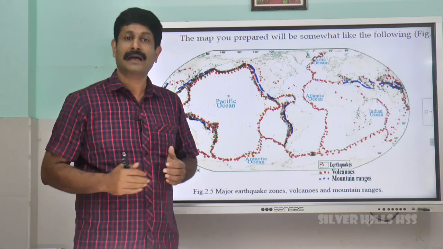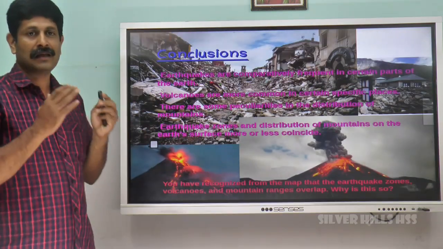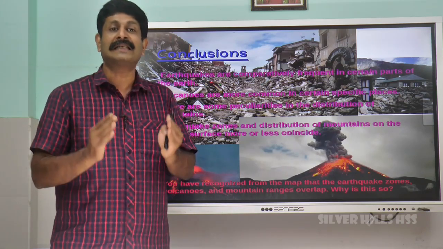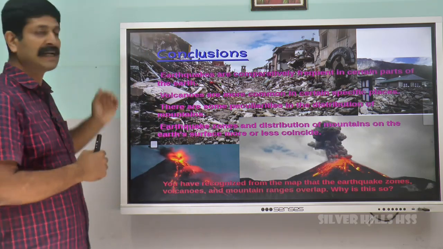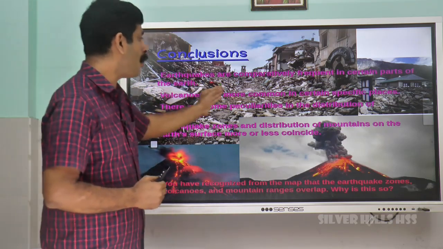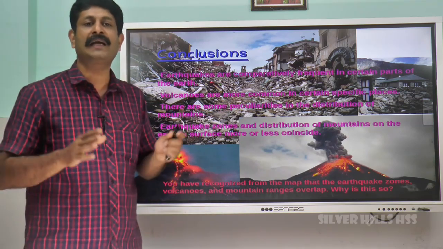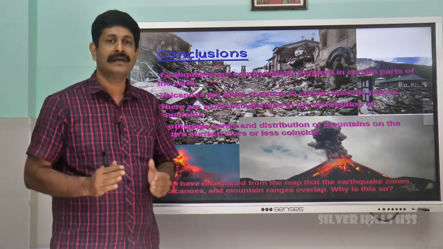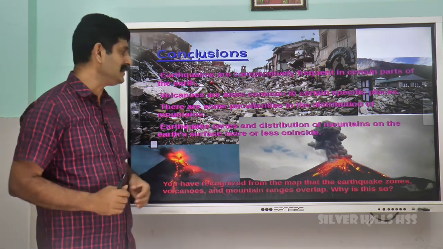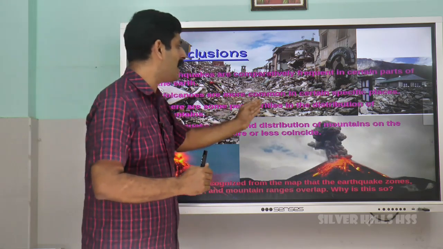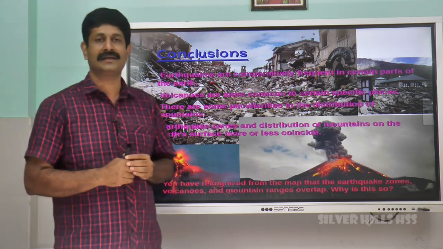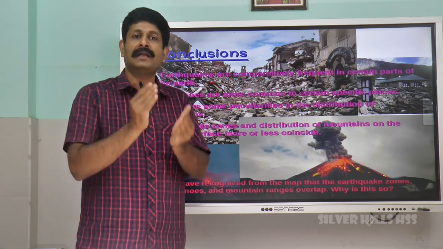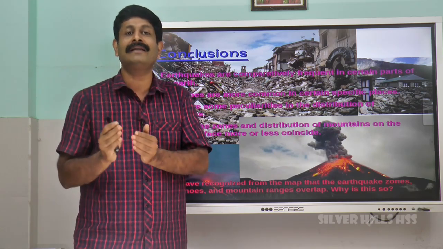Now what might be the conclusion of all this? Earthquakes are comparatively frequent in certain places. The second point, volcanoes are more common in certain specific areas. Earthquakes are specific to certain regions. There are some peculiarities in the distribution of mountains. When we are talking about mountains, there are some peculiarities connected with volcanic eruptions and even the earthquakes.